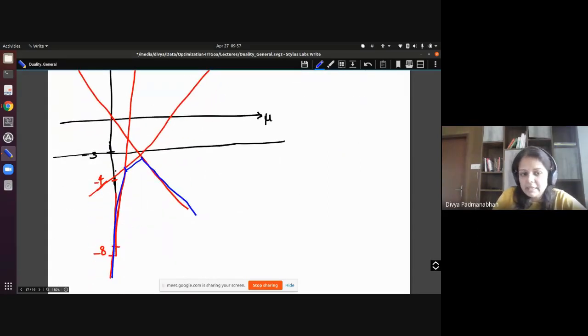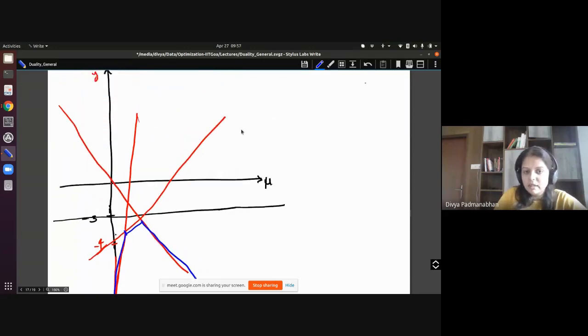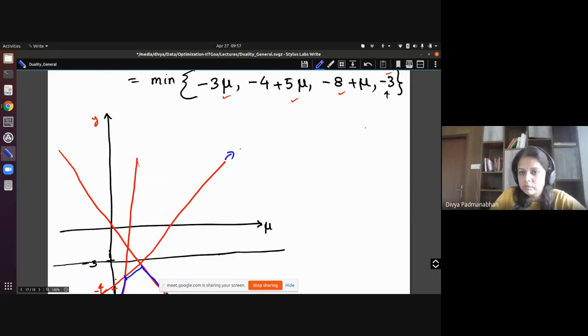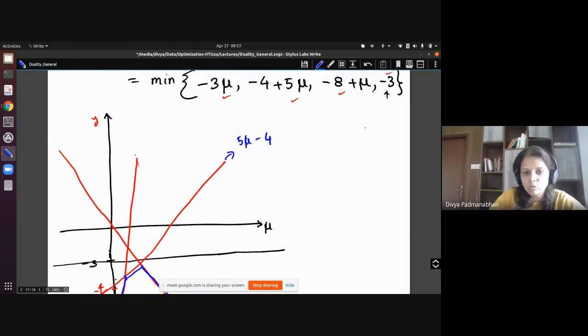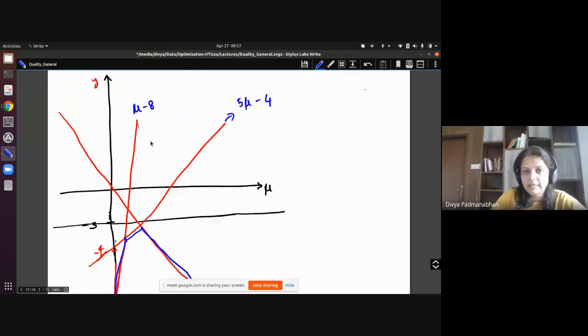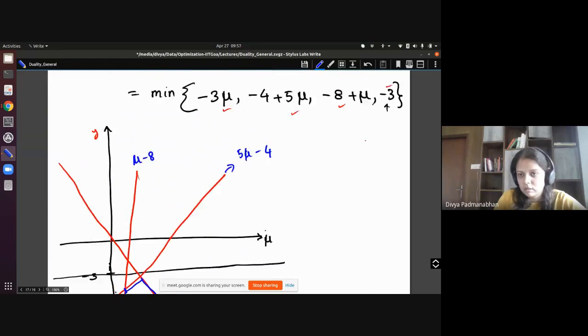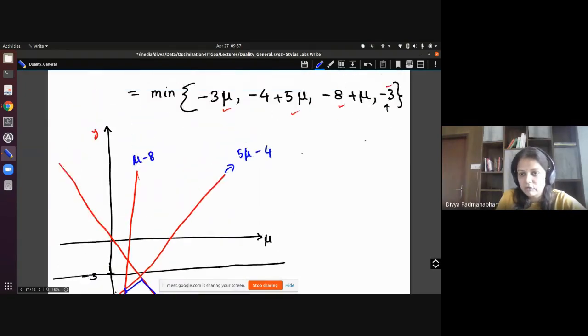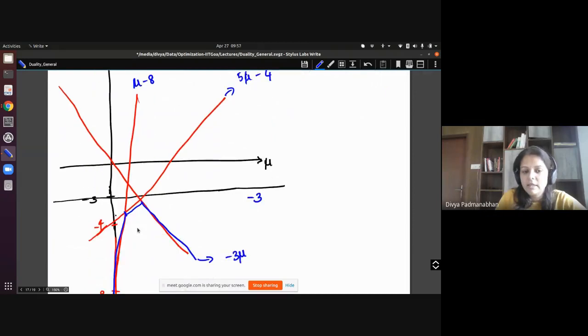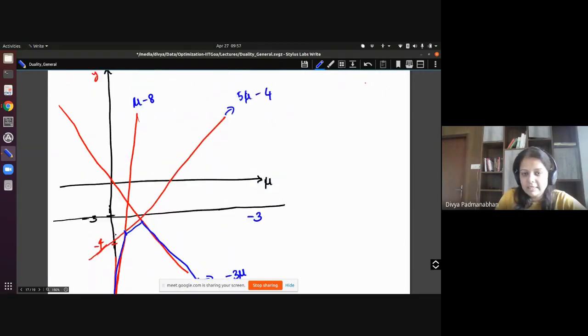So in this region, this is the best, right? I mean, this function is going to dominate. So this is the line. This one is phi mu minus 4. This line is mu minus 8. And then you have this is minus 3 mu. And then you have a minus 3. Okay. So the point where these two lines intersect.